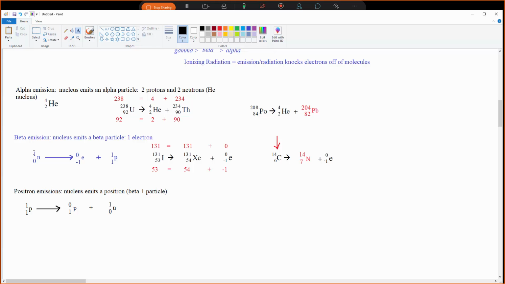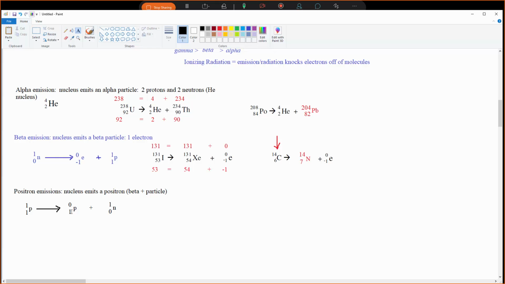So beta emission says I have too many neutrons and not enough protons. If I convert a neutron to a proton, maybe I'll have a little bit more stability for my cluster of protons and neutrons in here. Whereas this is the opposite. It says I've got too many protons as compared to neutrons. And maybe if I could convert a proton to a neutron, then my ratio of protons to neutrons will be better. So this is what it kicks out.